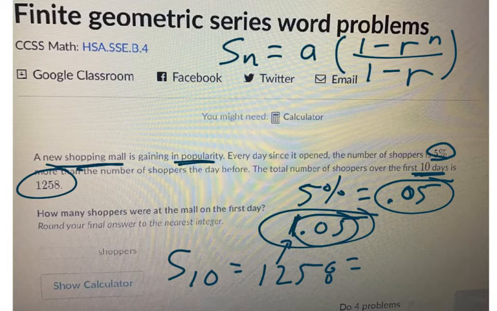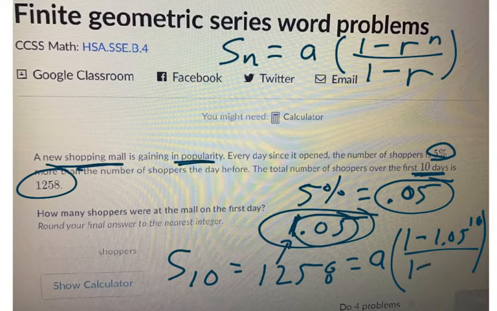Now they're asking us for the first number. We don't know, but that's A. And that A is times 1 minus, our ratio is 1.05 to the 10 power, because we're doing 10 things, divided by 1 minus 1.05.